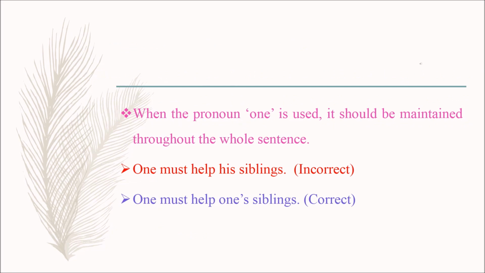The next rule is that when the pronoun one is used, it should be maintained throughout the whole sentence. Let's see the first sentence. One must help his siblings. Is that a correct sentence? No. The correct sentence is: one must help one's siblings.